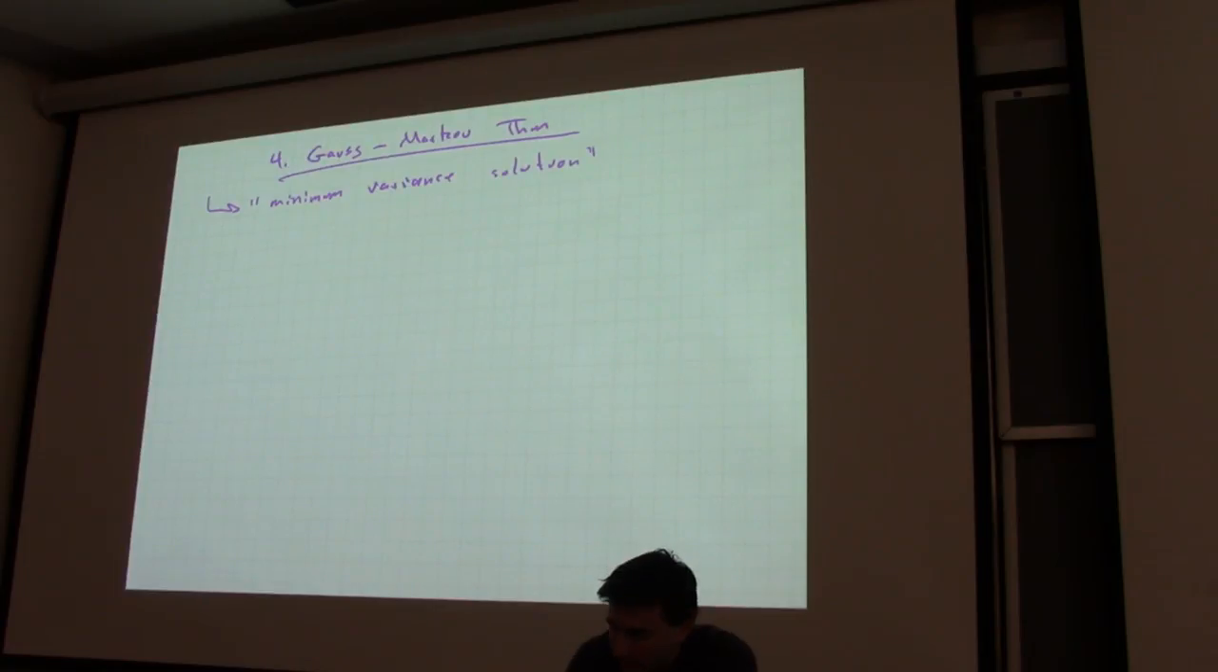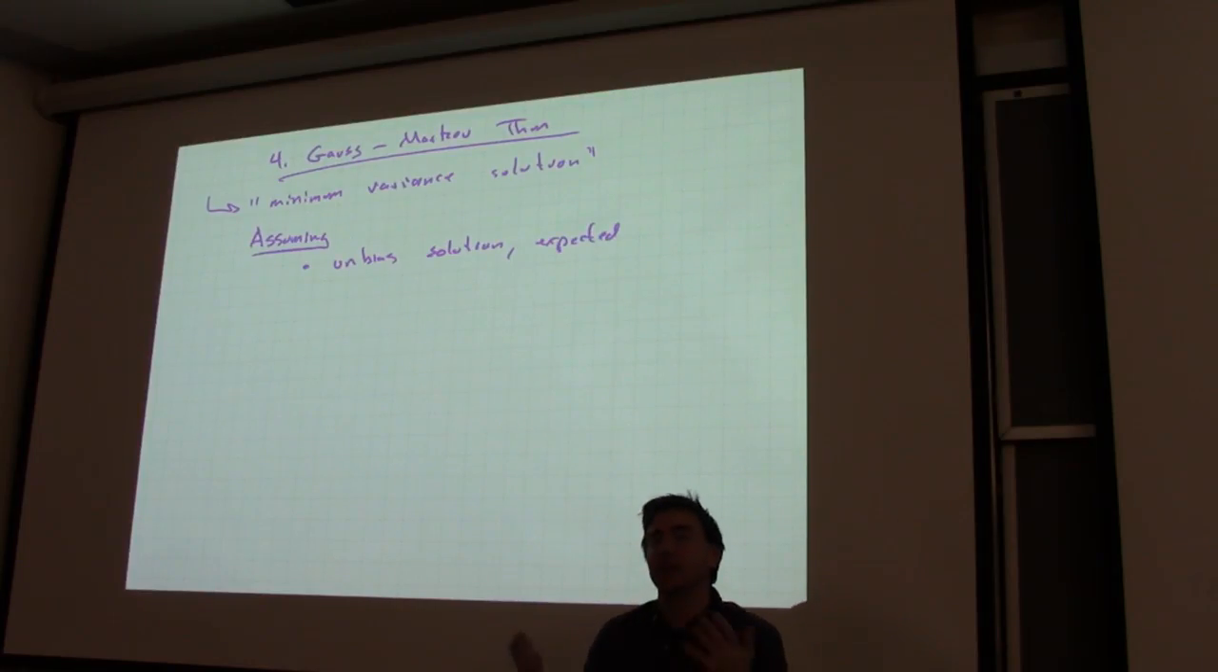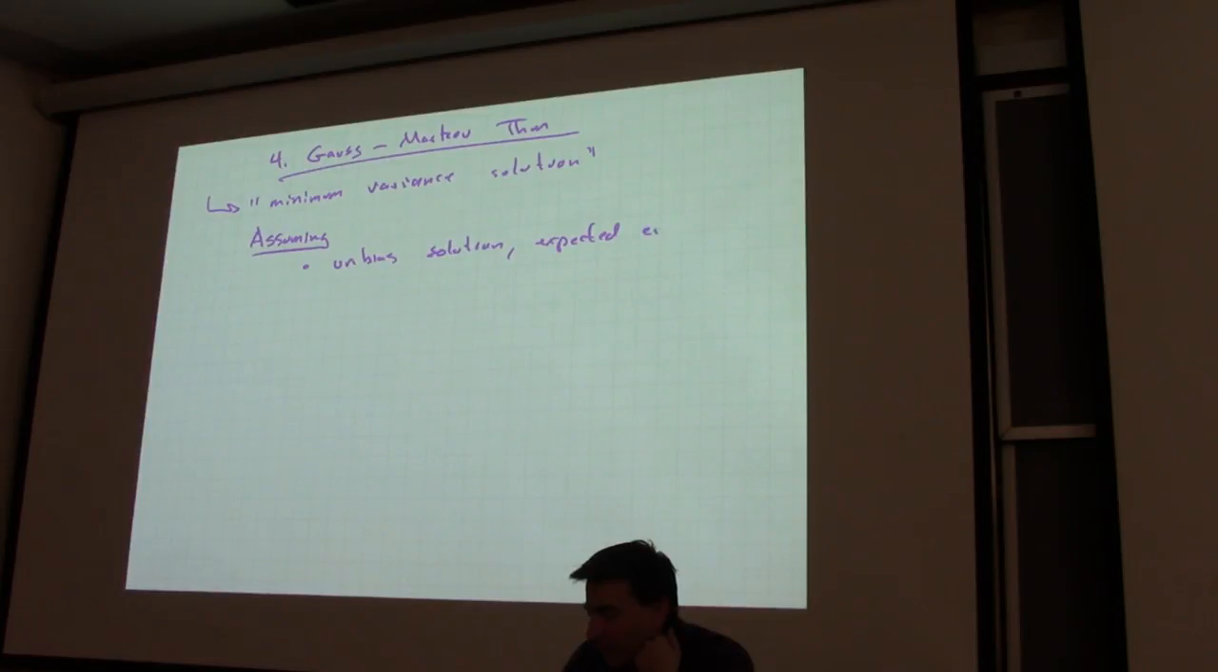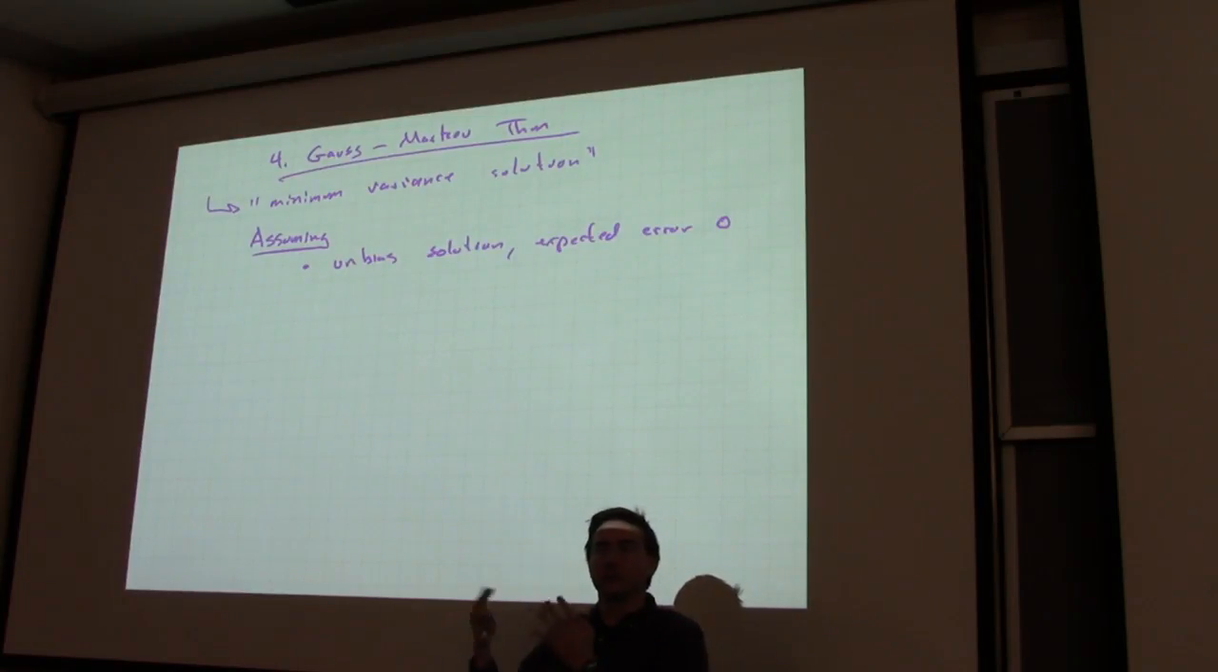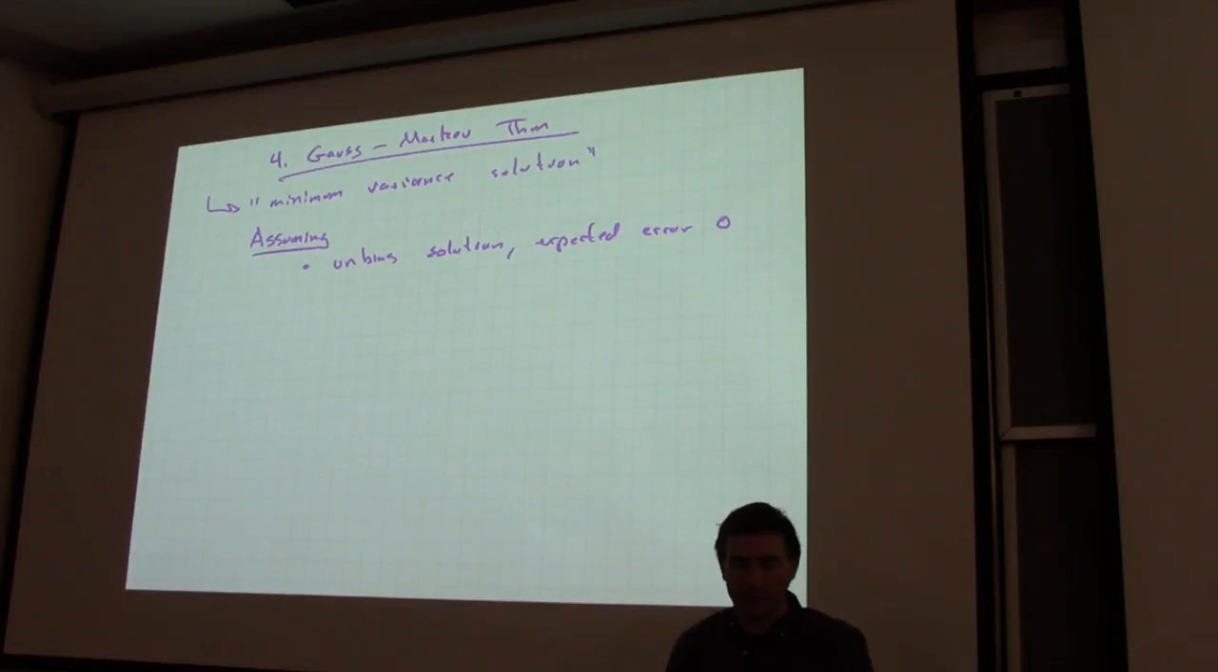Assuming that it's going to be an unbiased solution. That means the expected error on the prediction of a new data point is going to be 0. So I don't expect it to be larger than what I predict, and I don't expect it to be smaller. The expected error on a new data point is 0.